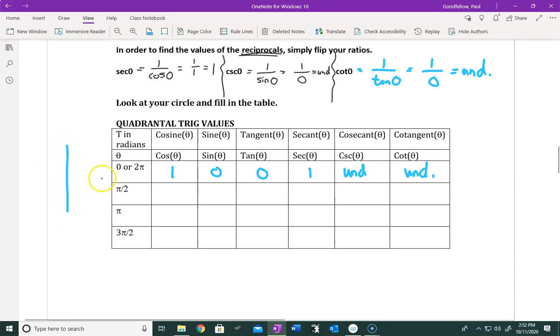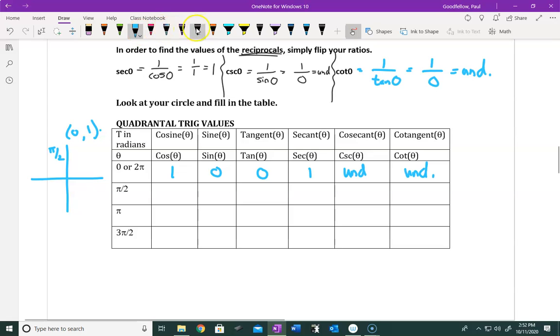Now, let's go to pi over 2, which is up here in this location, and I know that that coordinate is going to be at 0 and 1. Remember that's x and that's y, or cosine and sine, if you want to think of it that way. I'm going to put it up here. This is cosine, and this is sine. Then you would say, oh, cosine is 0, sine is 1. Tangent would be sine over cosine, which would be 1 over 0, which is undefined.